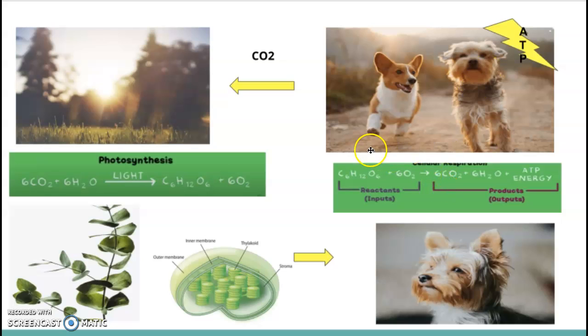Lastly, plants also have mitochondria to break down glucose into ATP, which makes animals and plants connected. The exhaled CO2 is used by plants to make carbohydrates that make food. So it's basically a cycle. All of this is connected.